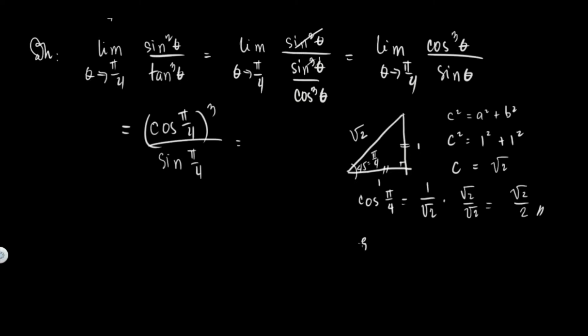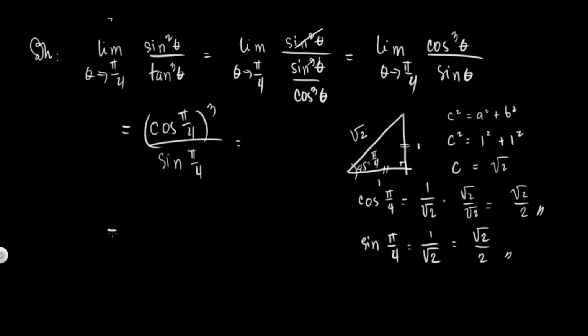And how about the sine pi over 4? And that is equal to opposite. Opposite is 1. Hypotenuse is square root of 2. Parehas lang. So, parehas din ang sagot dito. Square root of 2 over 2. Pakitandaan din, kapag 45 degrees, sine and cosine, square root of 2 over 2.